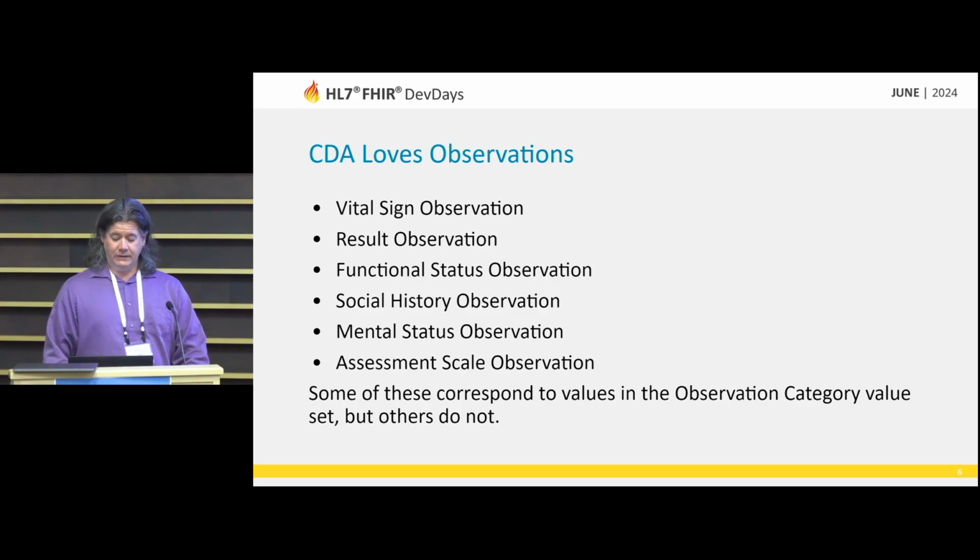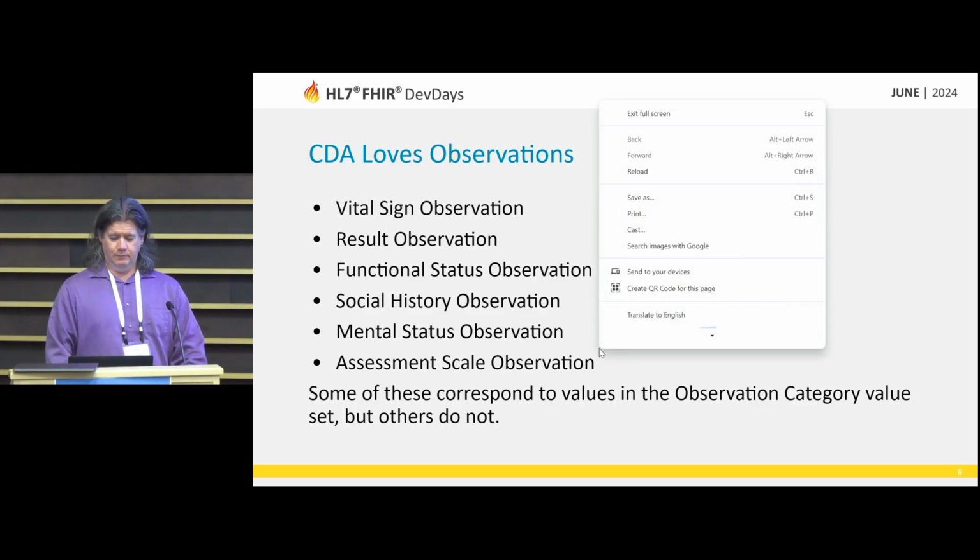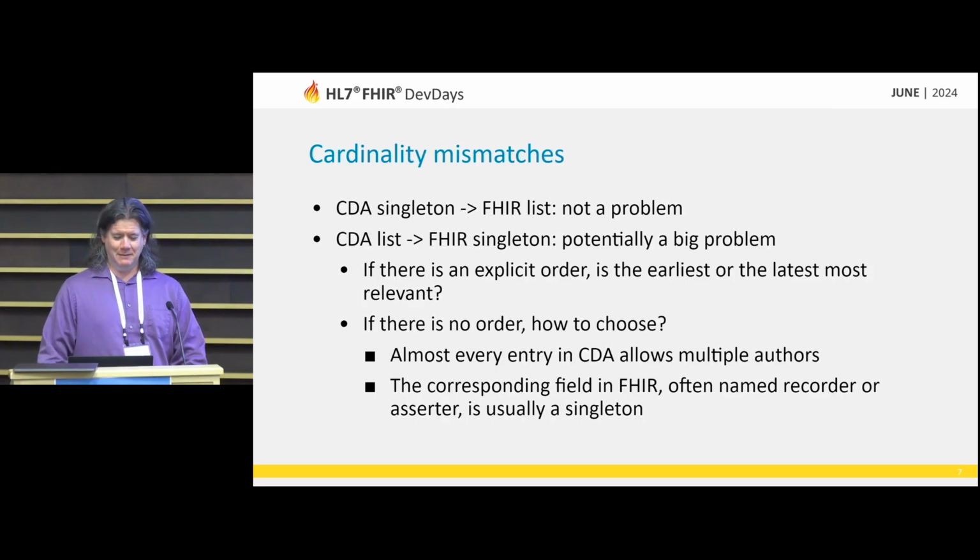Moving on to a more tactical level, or bringing up the context menu again, as the case may be, we have to deal with things like cardinality mismatches frequently. Now, in the direction where we're taking a CDA singleton and putting it into a FHIR list, not such a big deal, because a list can contain one entry, that's fine. But there are a few rare cases, fortunately only a very few cases, where CDA is providing us with a list, but FHIR only wants to accept a singleton, and that is potentially a very big problem.